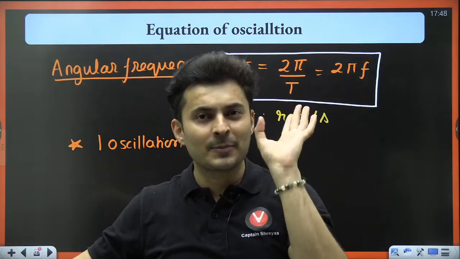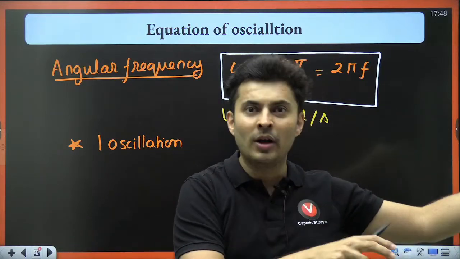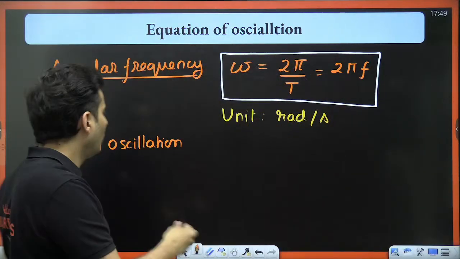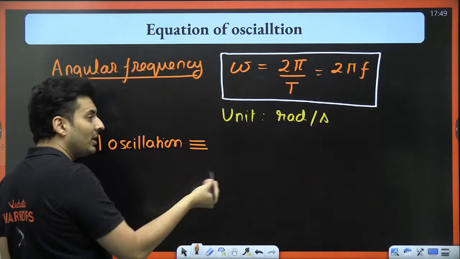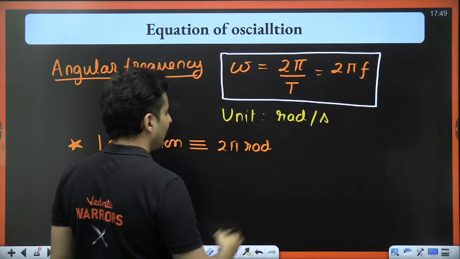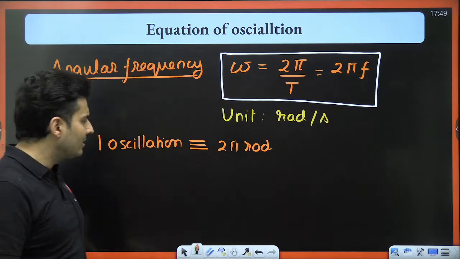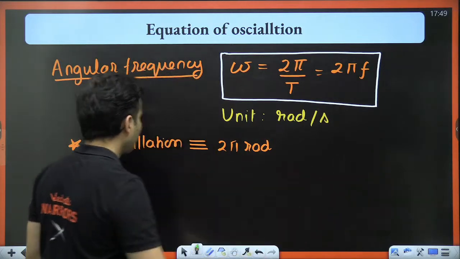In oscillations, one oscillation is related to, I'm not saying it's equal to, it corresponds to 2 pi radians. Let's understand this with some example.